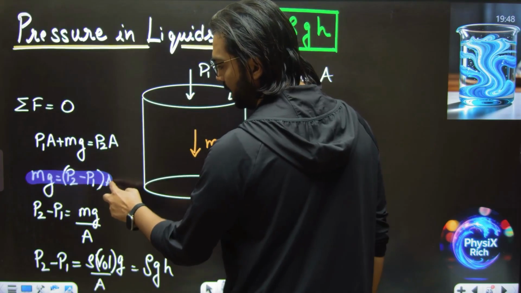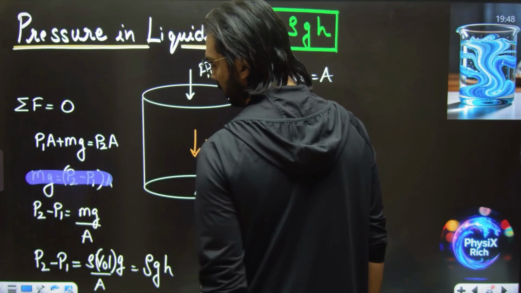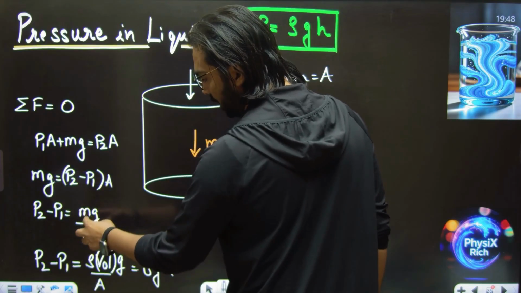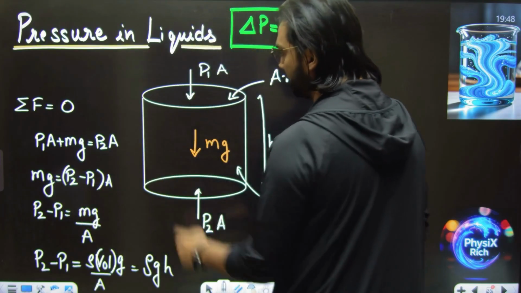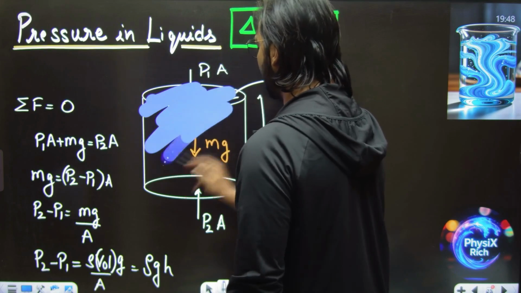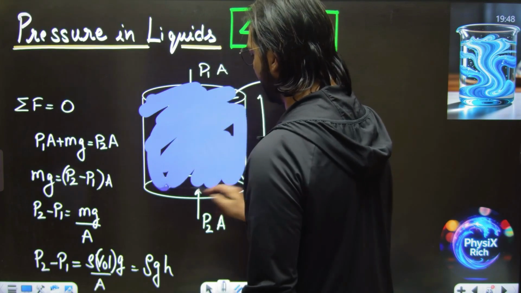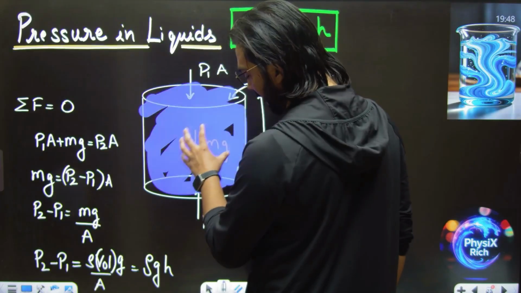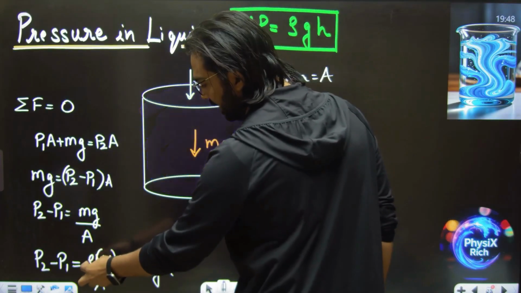This A area goes underneath this and becomes mg upon A. This P2 minus P1 then becomes mg. And what is m? M is the mass of this fluid. All right, m is the mass of our fluid element which we have taken. It's the part of this. Now, this mass has to be equal to the density times the volume.